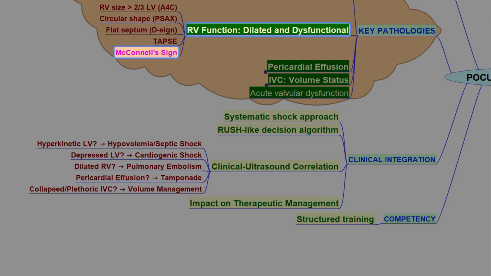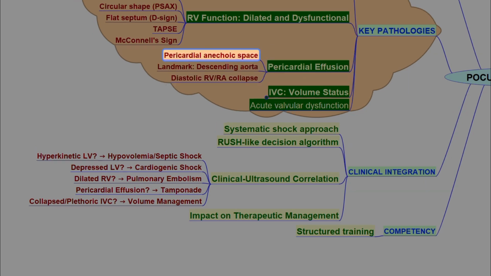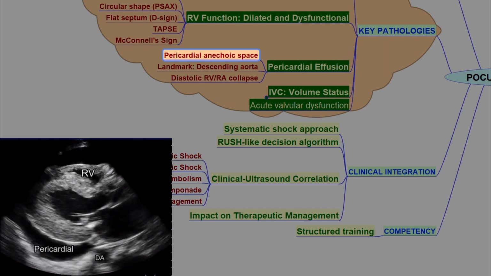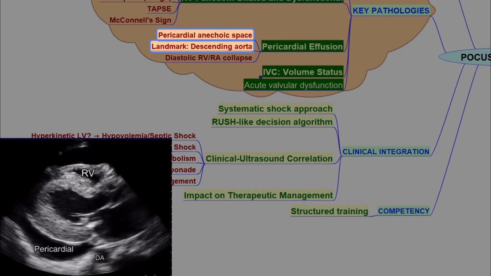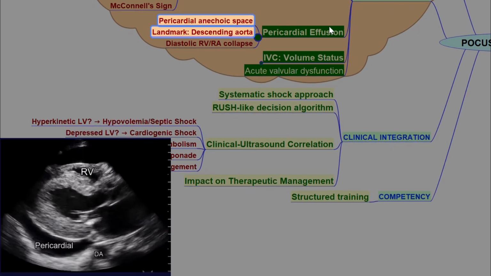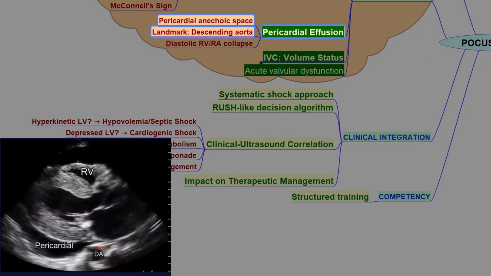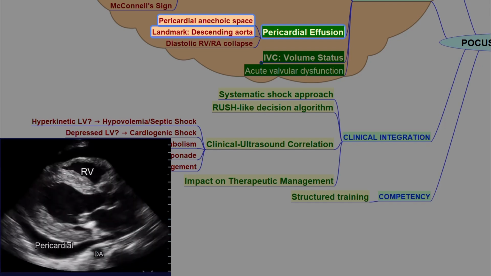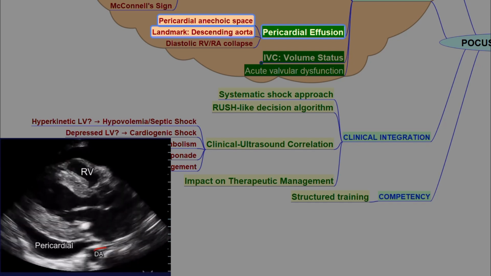Identifying pericardial effusion is straightforward. It appears as a black, anechoic space surrounding the heart. A key tip here is to use the descending aorta as a landmark. Pericardial fluid sits in front of it, while pleural fluid sits behind.